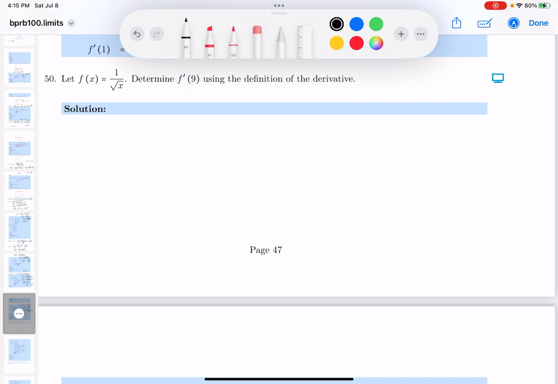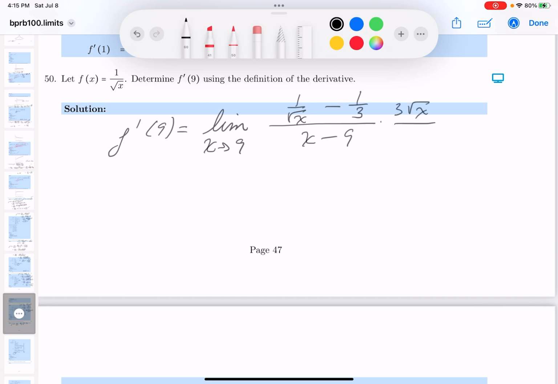I'll write down: f prime of 9 is equal to the limit as x approaches 9 of f of x, 1 over root x, minus the function value at 9, which is 1 over 3, over x minus 9. I would multiply top by the conjugate. I keep saying conjugate, I mean by the minor LCD. So 3 root x, 3 root x. All right, let's go through that. This is the limit as x goes to 9.